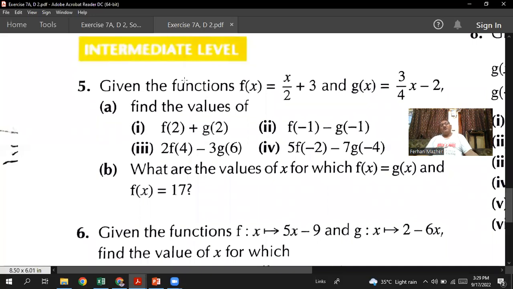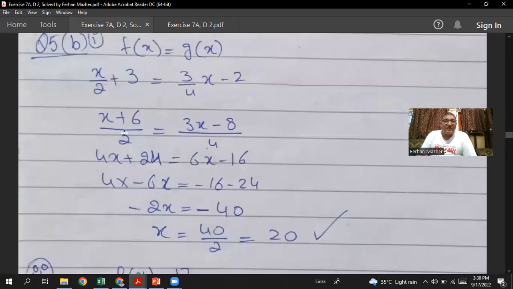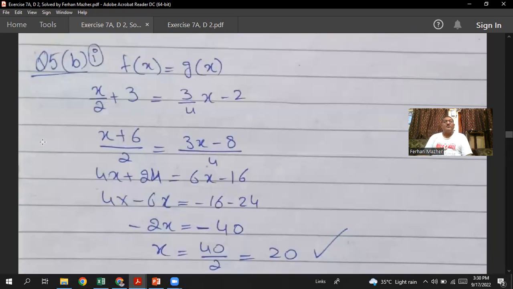He says, what are the values of x for which f of x is equals to g of x? And f of x is equals to 17. Okay, so these are two questions. Actually, these are two parts. Okay, first in the first portion, they say f of x is equals to g of x. So I will make f of x equals to g of x. The formula for the f of x is x by 2 plus 3, and the g of x is 3x by 4 minus 2. So this is how you will do it.